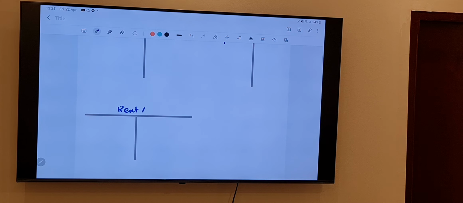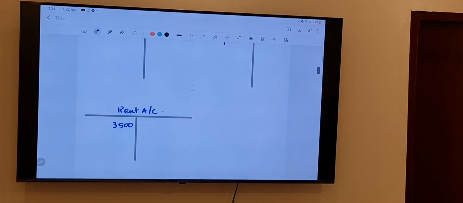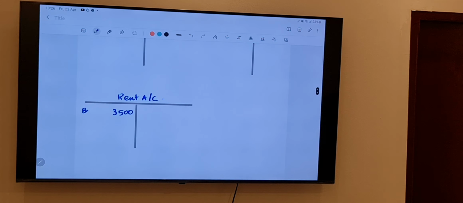$3,500. For the narration, here I will write rent, and here I will write bank. So that is the second entry. Clear?